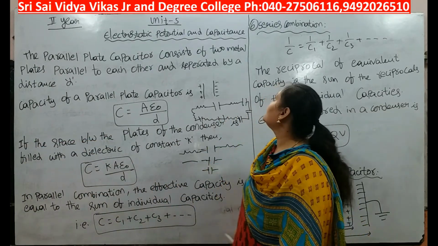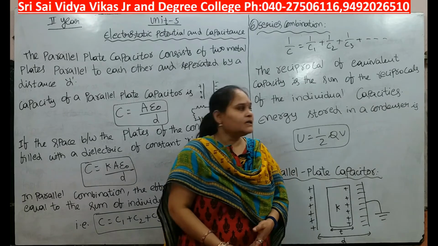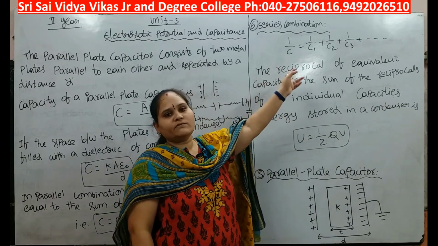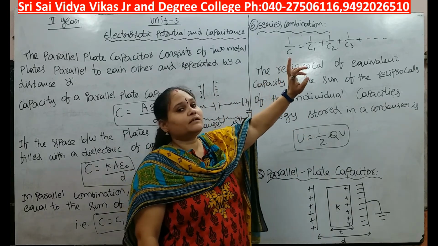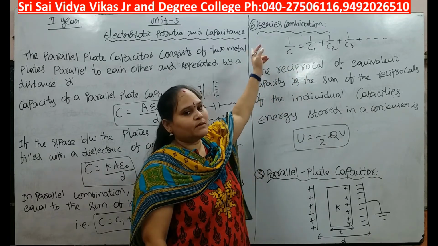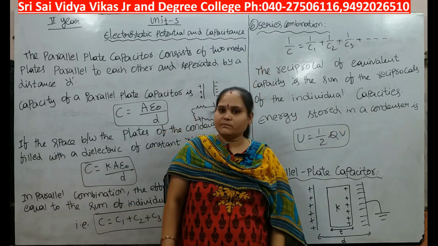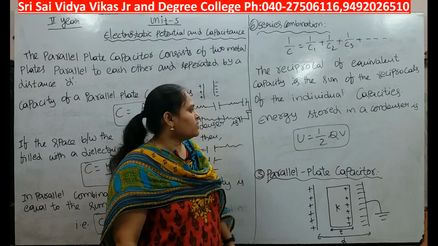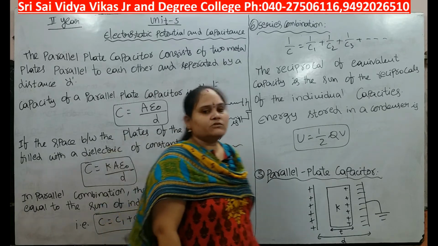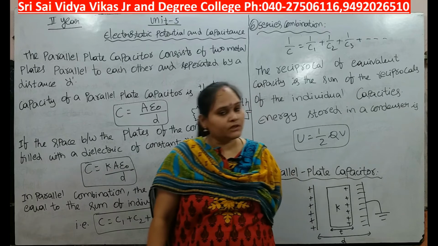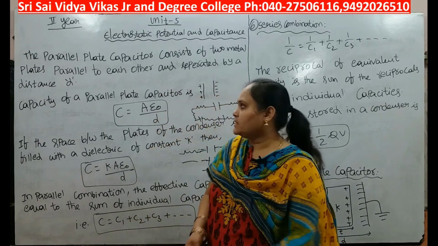Next one is series combination. In series combination, the reciprocal of the resultant capacity will be equal to the sum of the individual reciprocals of their capacities. That means 1 by C equal to 1 by C1 plus 1 by C2 plus 1 by C3 and so on. Then the energy stored in this capacitor is given by the formula U equal to half QV. Q is the charge and V is the voltage.